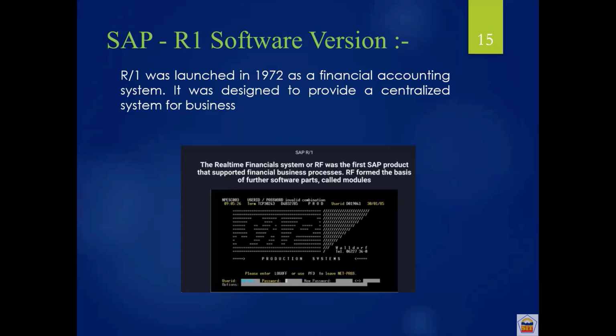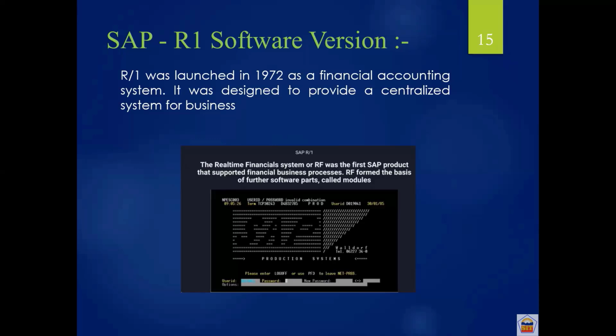So this version is also known as RF version. What is the full form of this RF version? This is called the real-time financial system. So from the name, it is clear that it has focused on all the finance activities, and it was created as a financial accounting software or financial accounting system. So it was designed to provide a centralized system for the business.